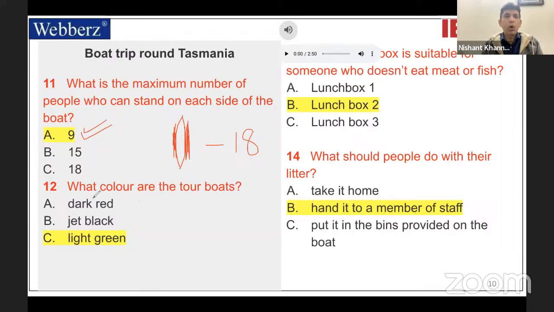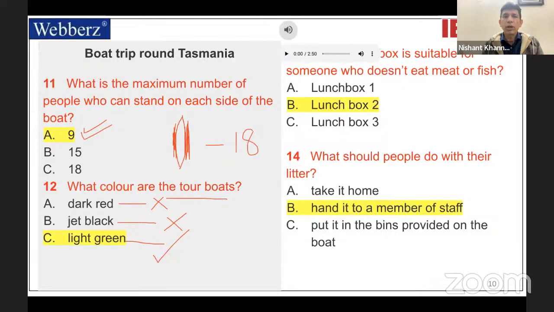Okay. What color are the tour boats? Now, this was a very tricky question. He says it was dark black, jet black or dark black. The tapestry, the chairs are dark red, but we want the tour boat's color. And the exterior is light green, which makes us different from the others. So let us talk about the other questions which are here.